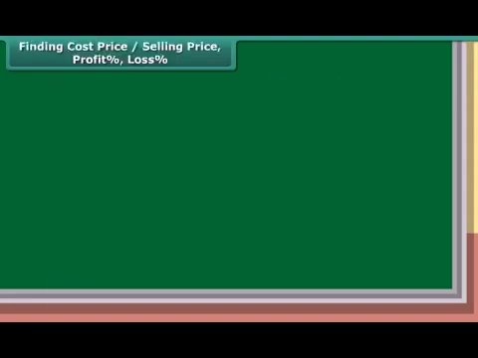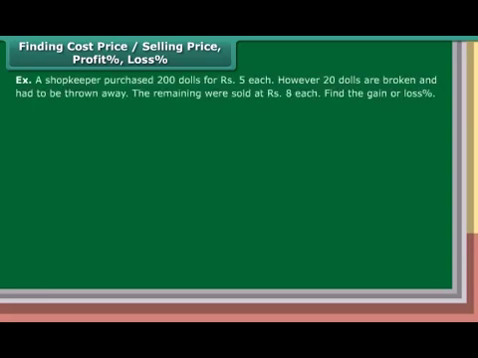Finding cost price, selling price, profit in percentage, loss in percentage. Example, a shopkeeper purchased 200 dolls for rupees 5 each. However, 20 dolls are broken and had to be thrown away. The remaining were sold at rupees 8 each. Find the gain or loss in percentage.